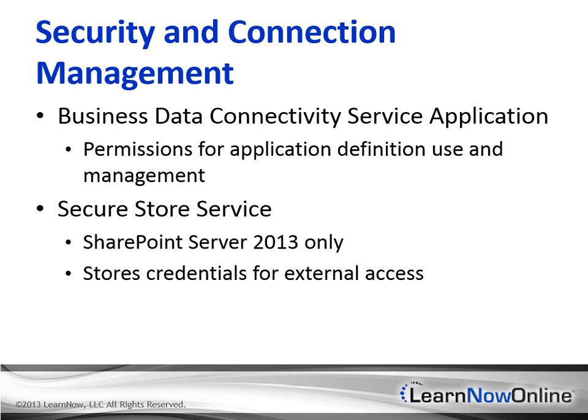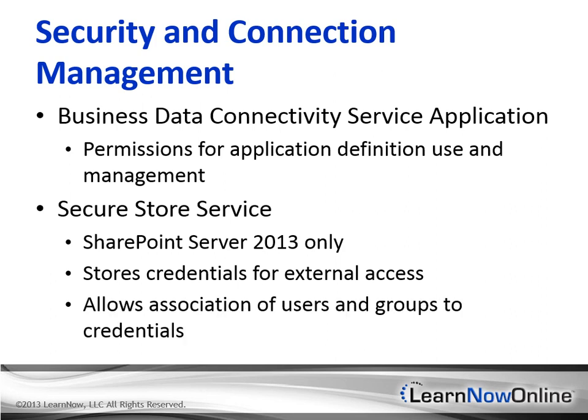And this is available in the server version only. And again, it stores those credentials for external access and allows you to map users and groups to those credentials. And then it gives you the claim tokens based on the associated credentials. So that way it's not going to keep authenticating every time. You get a token, and so when you make the next request, that token is there and you're able to authenticate. I'm going to go ahead and do a demo now, just looking at the secure store service.